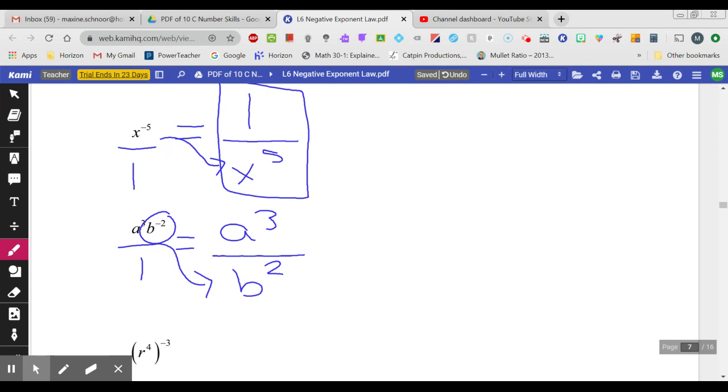So here's my question to you. Can you subtract the 3 and the 2 because you're dividing? The answer is no, because the bases are not the same. So this is your final answer.